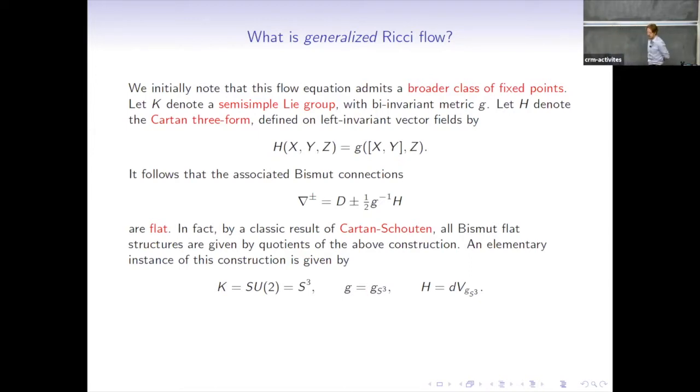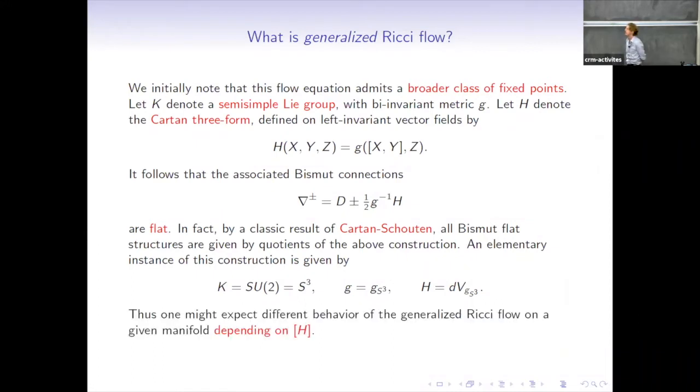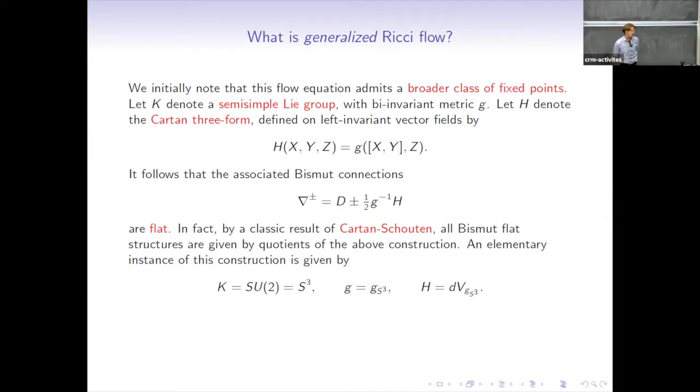A very elementary example of this construction is where K is S^3, G is the round metric, and H is some multiple of the standard volume form, and then this will be flat. So already we see a friendly face, this round metric on S^3, but appearing in a very different way from how we might usually think of it.